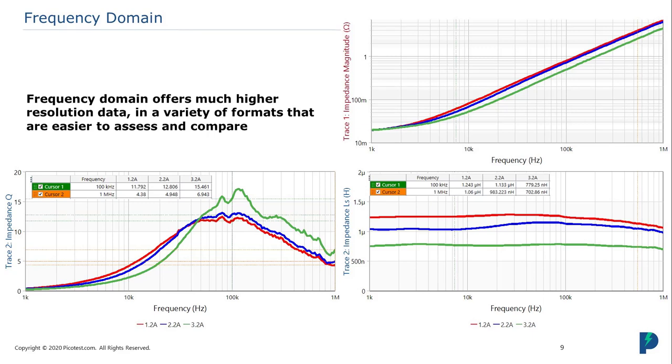We can also look at the impedance magnitude if we want to see that in the frequency domain, or the frequency response analyzer can also directly display the inductance here as an inductor. In the lower right-hand corner, we can see that the inductor at 1.2 amps measures 1.24 microhenries at 100 kilohertz. It measures 1.13 microhenries at 2.2 amps, not too much of a drop. And at 3.2 amps, it's all the way down to 779 nanohenries. Now we have very high resolution data for the inductor at any frequency of interest.